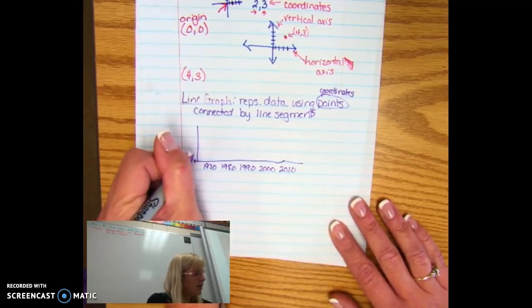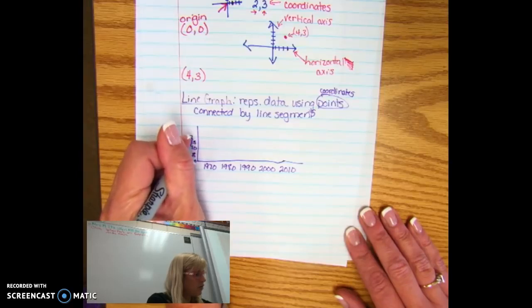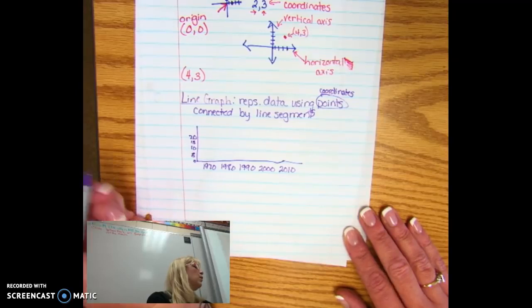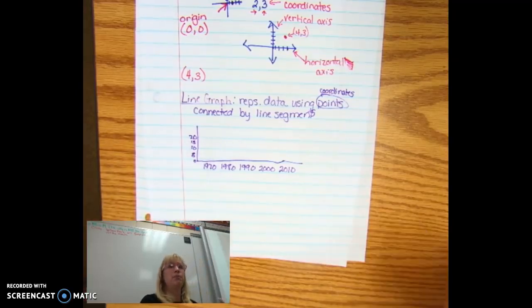This is 0, and then we are going to go up by 5, 10, 15, 20. And I'm going to give you some data that would represent movie tickets in a specific place. Usually things in like New York City are way more expensive.